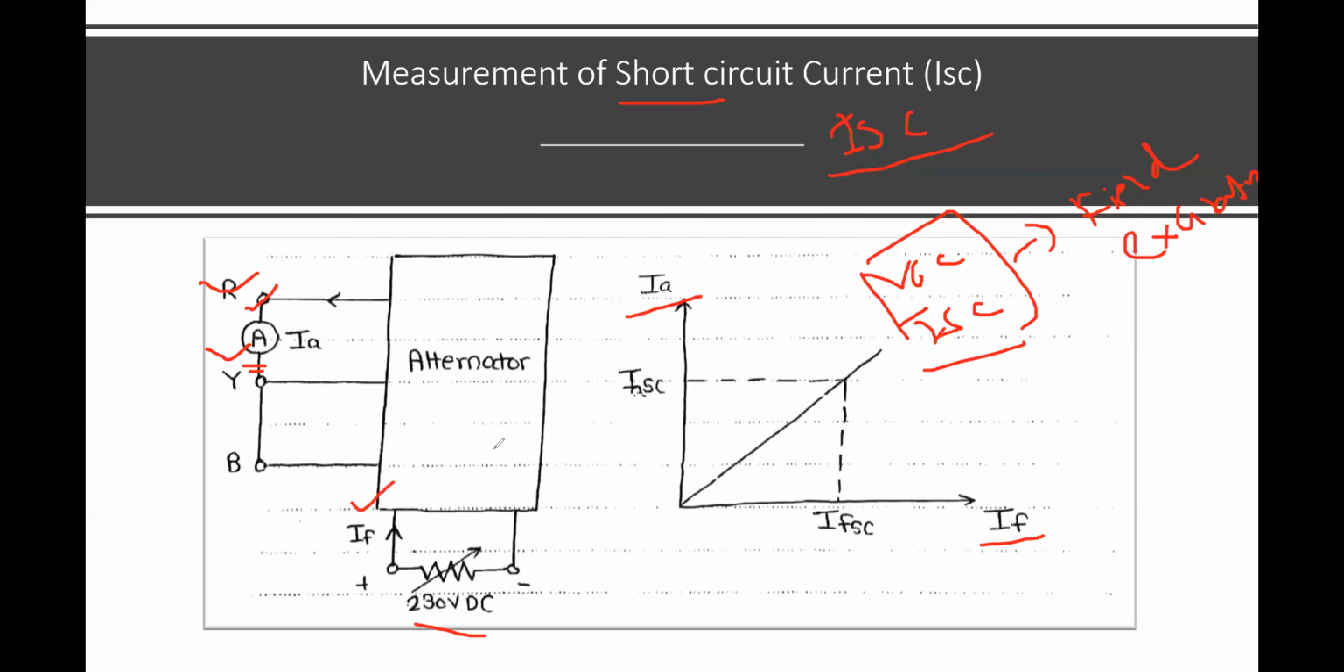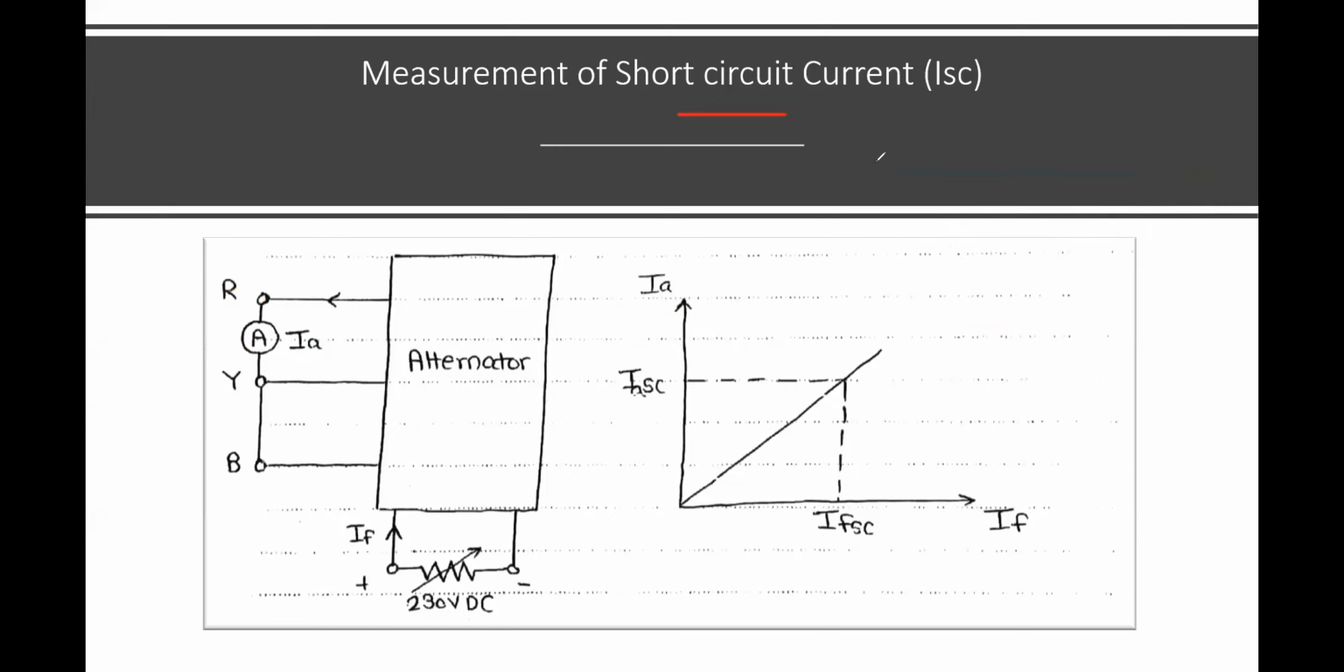This is the same procedure as for VOC. Here I just short circuit the alternator, whereas in the open circuit test I open the armature winding. This is the only difference between VOC and ISC. This short circuit test is called SCC, short circuit characteristics. So two characteristics are used in voltage regulation: first is the OCC and second is the SCC. These are two important characteristics.